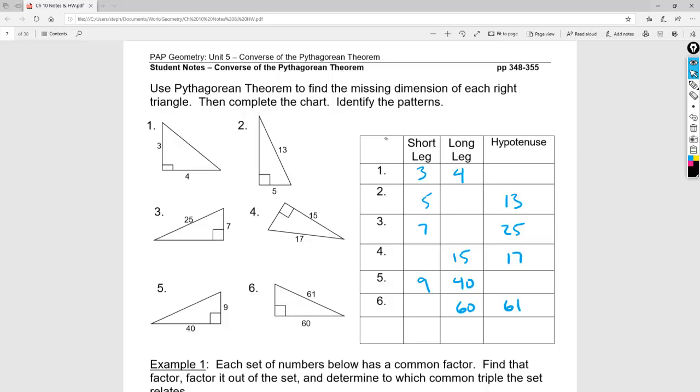Hi everyone, we are talking about the converse of the Pythagorean theorem today. So just to start, we're going to look at some special right triangles and fill out this chart. I've just filled in already what's been provided, so you can go ahead and do that, and then we'll fill in the rest of it together.